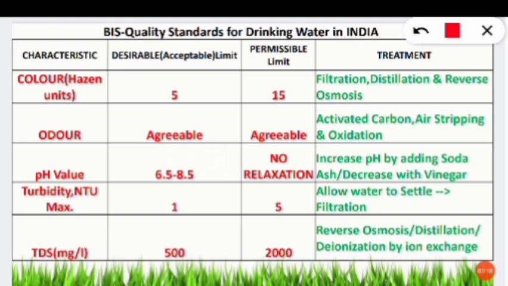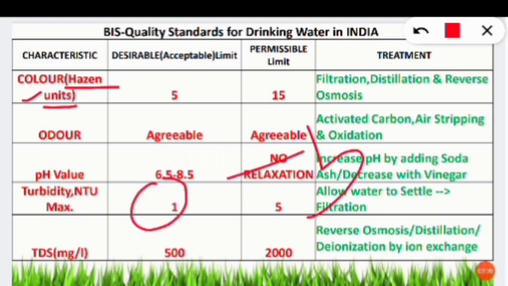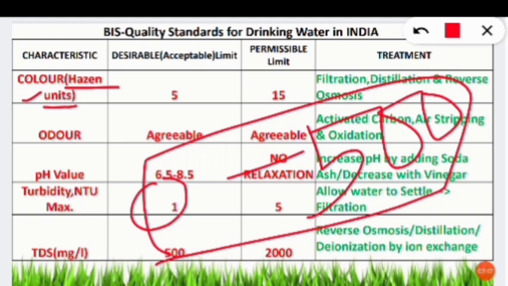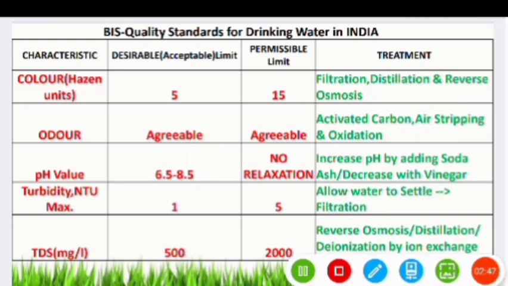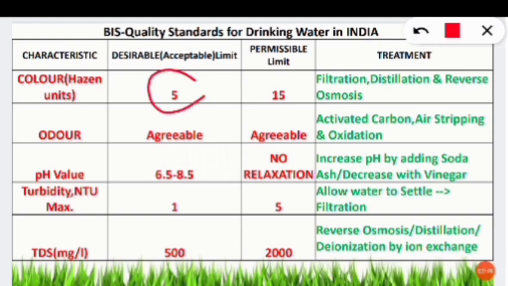First we will see drinking water color. Color is analyzed using Hazen units. The Hazen unit scale is from 0 to 500. You should note it down, because the pH scale, you should know, is from 1 to 14. Similarly, Hazen units, which measure the color of drinking water, lie between 0 to 500. Next, what is the desirable or acceptable limit of Hazen units in drinking water by BIS? 5 should be the desirable or acceptable limit for drinking water.